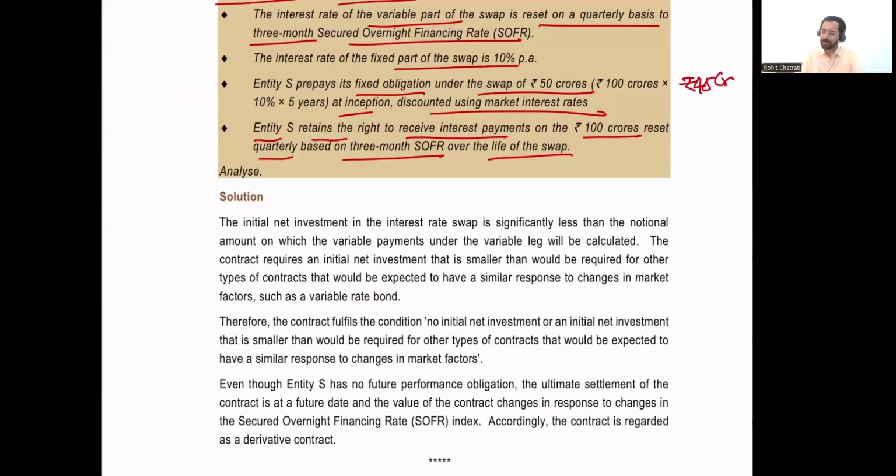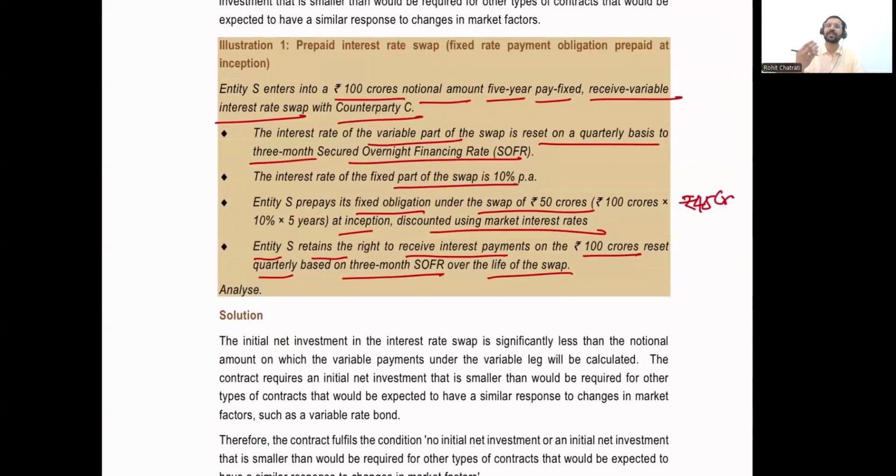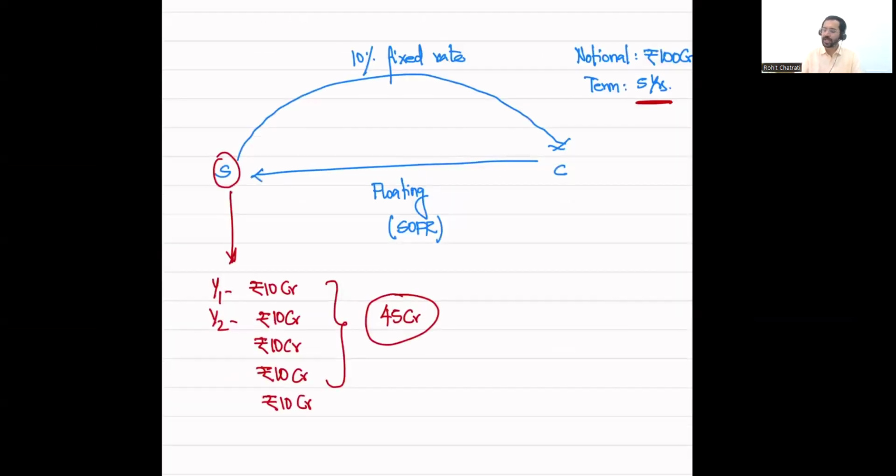The question mentioned that it's based on quarterly reset or 3 months SOFR. While explaining, I explained it as if it was an annual reset, which is completely fine. If it was a quarterly reset, then entity S would keep making a payment of 2.5 crores every quarter, and it would receive a quarterly interest payment. Instead of paying 10 crores at the end of each year, S would keep paying 2.5 crores at the end of each quarter because the question mentioned a quarterly reset, but otherwise the concept remains the same.